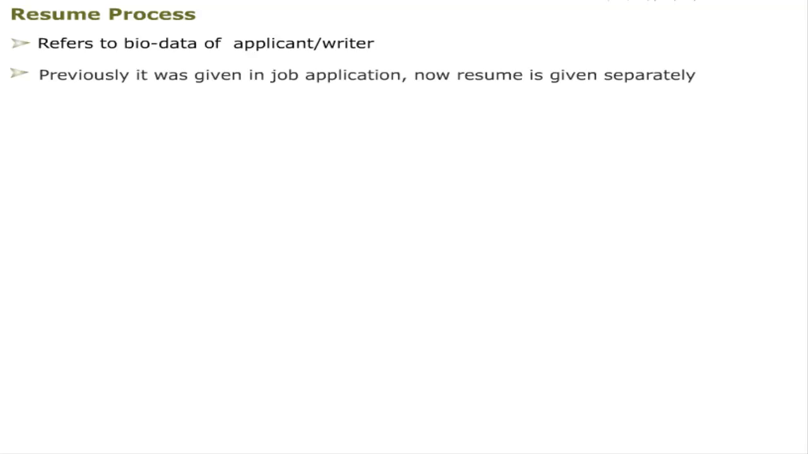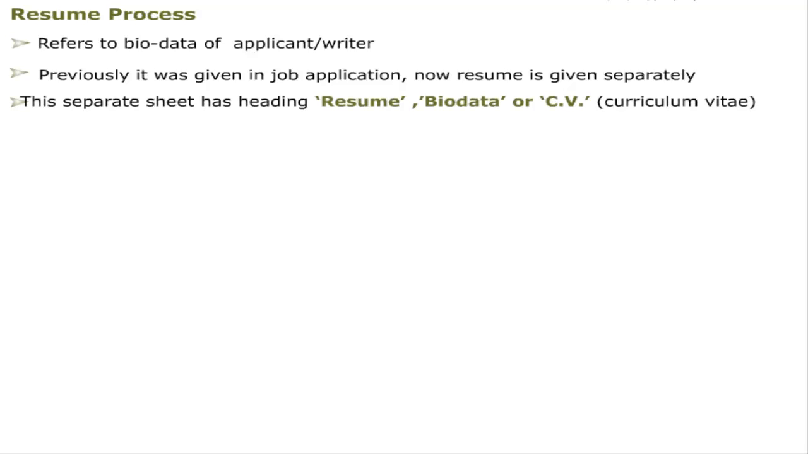Resume process. The resume refers to a biodata of the applicant or writer. Previously, the resume was given in the body of the job application, but in modern times, the resume is given separately and the letter contains only a few of the most important pieces of information.